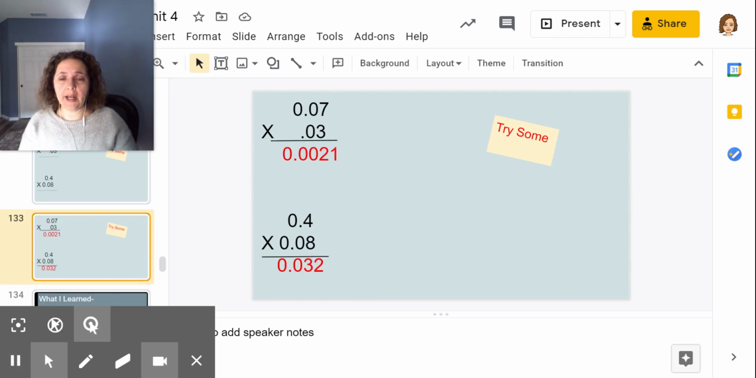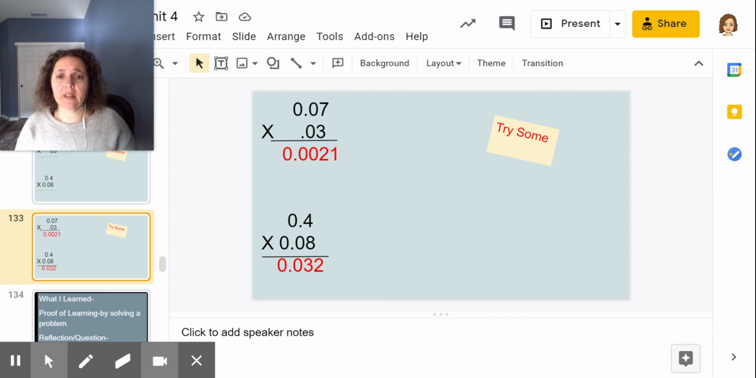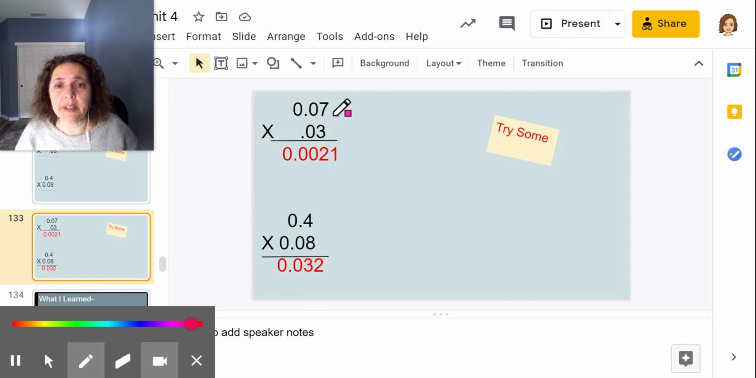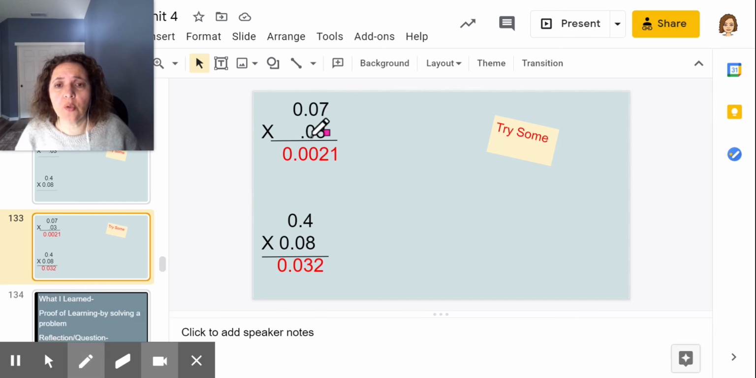Okay, if you got 21 ten-thousandths, then you'd be correct. Because 7 times 3 is 21. And then I counted how many places after the decimal. 1, 2, 3, 4. So I had to go 1, 2, 3, 4. And then 4 times 8 is 32. How many places after the decimal? 1, 2, 3. 32 thousandths. All right. Pretty easy, right?